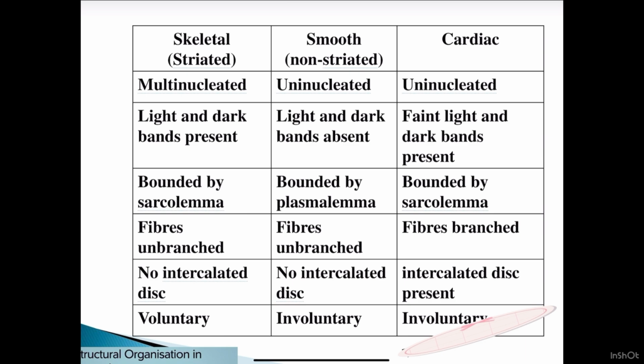Skeletal muscle fibers are surrounded by sarcolemma, whereas smooth muscle is surrounded by plasmalemma, and cardiac muscle also has sarcolemma. Fibers are unbranched in skeletal muscle, and in smooth muscle the fibers are also unbranched, whereas cardiac muscle is branched. Intercalated discs are absent in skeletal muscles as well as smooth muscles, whereas they are present in cardiac muscle. Skeletal muscle is voluntary muscle, while smooth and cardiac muscles are involuntary in function.